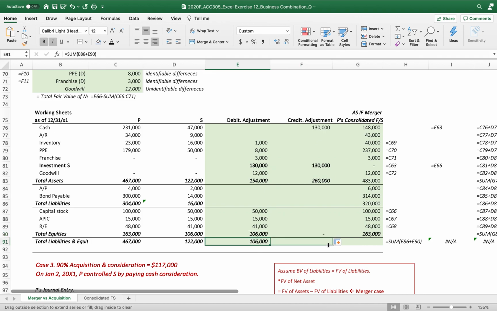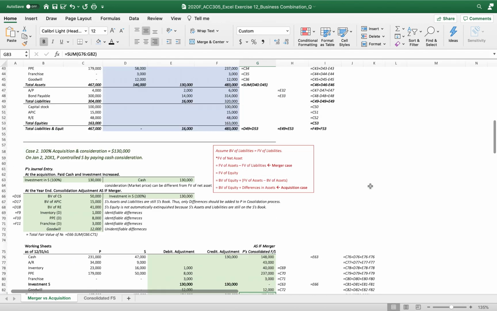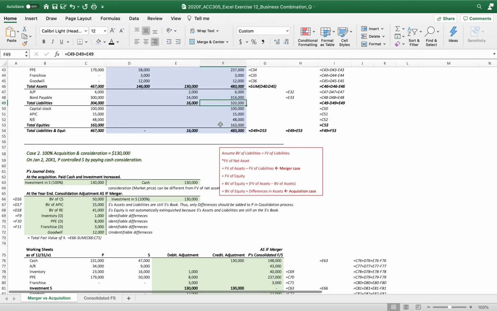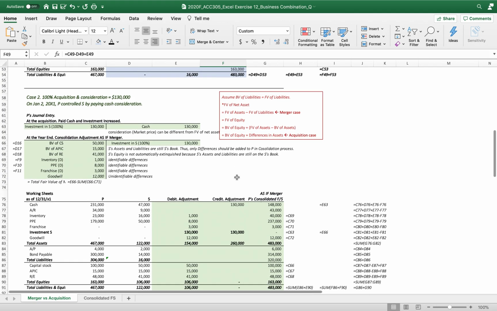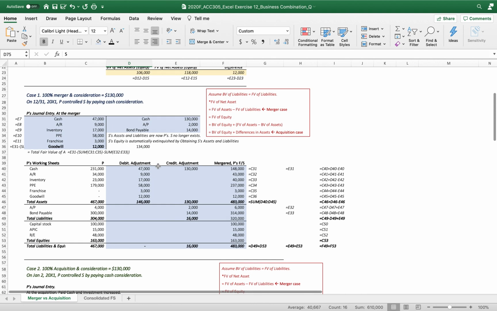Okay, so the sum of the total liability and equity should be the same as total asset. So let's take a look at this too. We have the same result anyway. As I explained several times, the result of 100% acquisition and 100% merger should be the same, right? Should be the same result, but the process is different. Because in the acquisition case, we manually combine this S company because S company still exists, is still running their operation. But here we don't have S company because S company is extinguished.